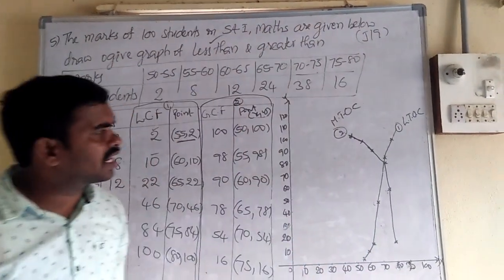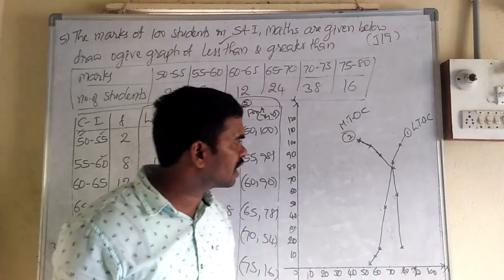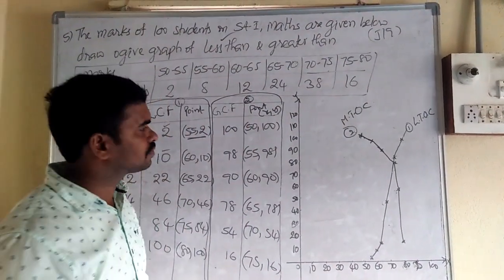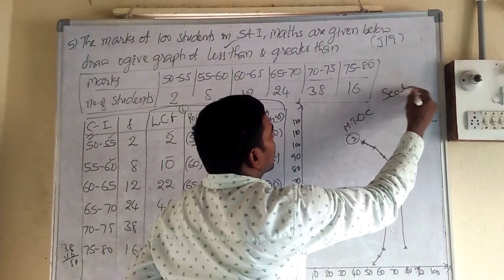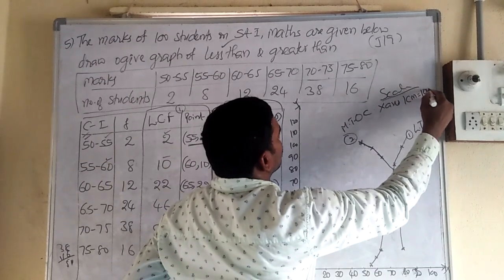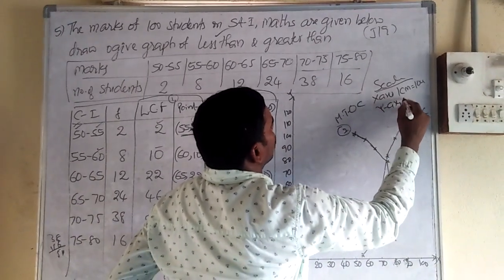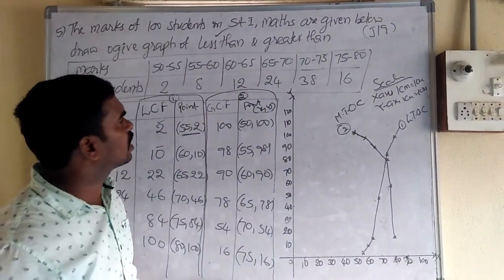Okay, that's why take a graph sheet. If you take graph sheet, you will get the exact point. Okay, we never get any problem. And this is the less than, this is the more than. So don't forget to write the scale. On the x-axis 1 centimeter equals 10 units. On the y-axis 1 centimeter equals 10 units. Okay, these are the graphs.